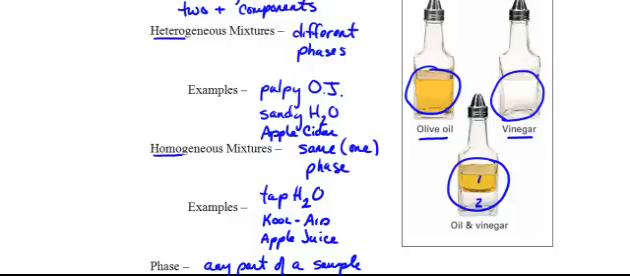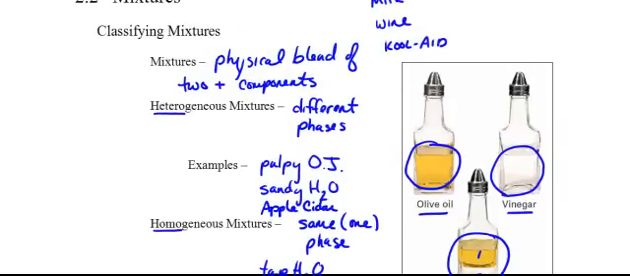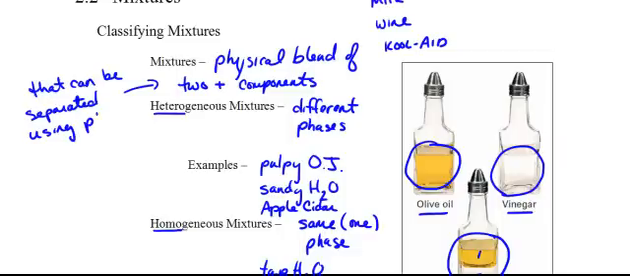Okay, so there's a brief introduction to mixtures. Now the deal with mixtures, it is a physical blend of two components. And we're a little bit out of room over here. I'm going to add to this definition that it can be separated using physical properties. It can be separated using physical properties. And in the next podcast, we're going to talk about two different ways to separate mixtures.